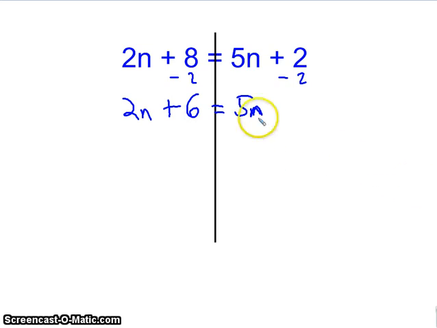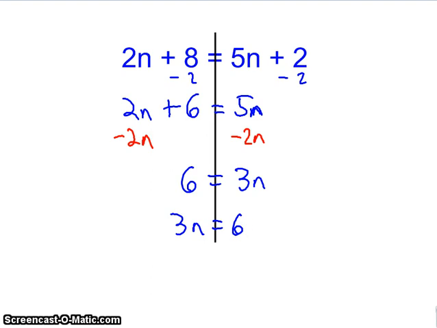Okay. So now I'm going to get rid of these two n's, but I'm also going to get rid of them over here as well. Okay. So what that leaves me with is 6 on this side and 3n over here. Now you're going to notice something that I do very quickly. I'm going to reverse it.